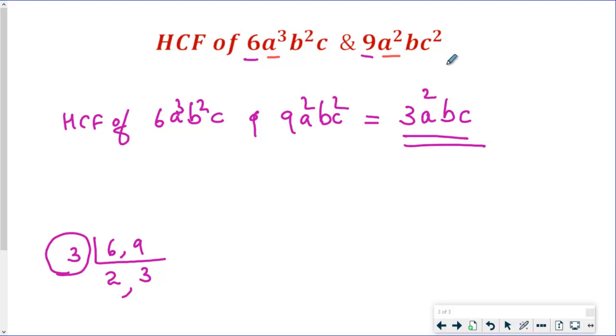So for finding the HCF, first we find the HCF of the constants. Then you find the HCF of the variables separately. For each variable you take the one with the lower power. For the first variable we write a square. Then for the second variable, b square and b, we take b as the HCF. Here c square and c, so we take c as the HCF. In this way we can find the HCF of monomials easily. Thank you.